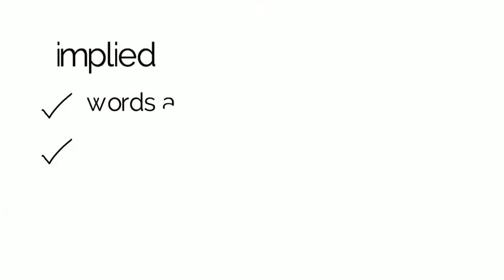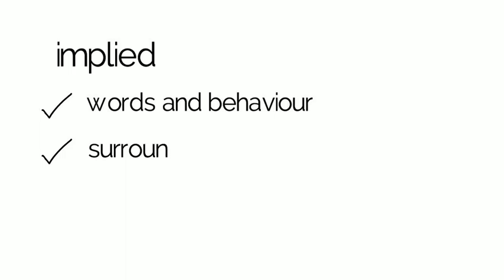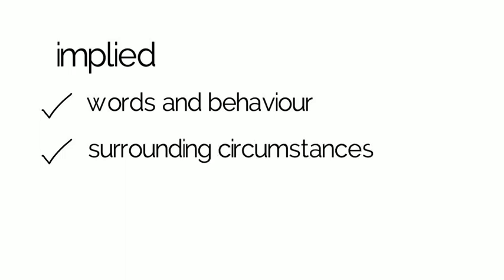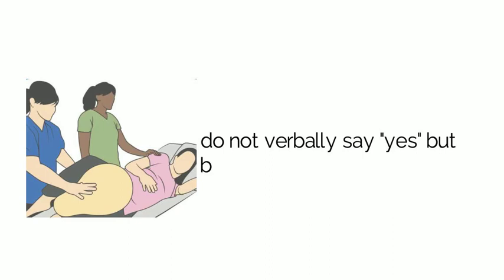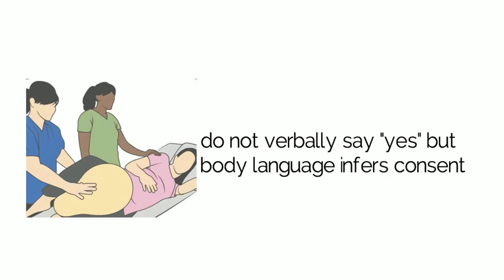Implied consent is inferred from the words or behavior of a client or surrounding circumstances, such that a reasonable person would believe consent has been given. For example, if a midwife recommends that a client get an episiotomy based on a low fetal heart rate during labor, and the client is in a lot of pain and simply nods their head, leans back to position themselves for treatment, but does not say yes, it would be reasonable for the midwife to infer from the client's behavior that consent has been provided.